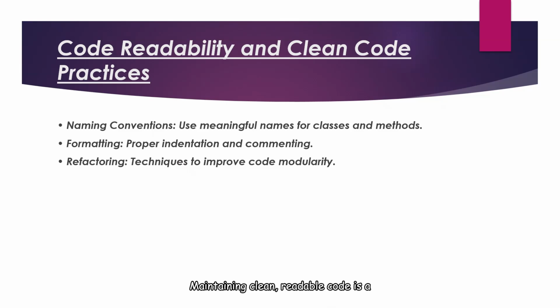Maintaining clean, readable code is a non-negotiable standard in professional development. We adhere to clear naming conventions. For instance, methods like reserve book are immediately understandable. We use meaningful class names, keep functions small and focused, and write descriptive comments where necessary, explaining the why, not just the what. Refactoring is continuous. As our code evolves, we look for opportunities to remove duplication, improve clarity, and separate concerns. A clean code base isn't just easier to read, it's easier to debug, extend, and scale.